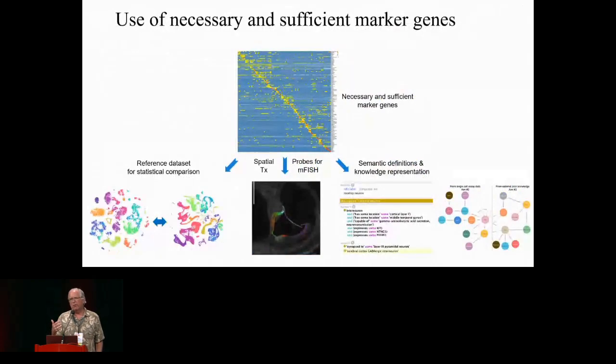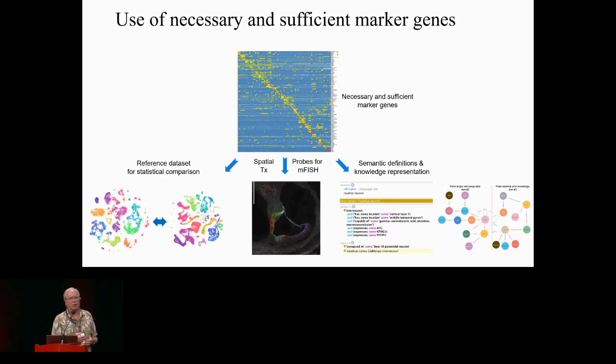If you want to do fluorescence in situ hybridization and you want to have a minimum set of probes, you can use this set of markers to look at all these different distinct cell types in spatial transcriptomics data. For multiplex, we use this as a reduced feature space to do comparative analysis where we can compare two data sets, a reference data set and a new data set, and see if we're detecting the same types of cells or distinct cell types. And we're also using these marker genes as a way of generating semantic definitions for the cell types that we can then incorporate into reference ontologies.